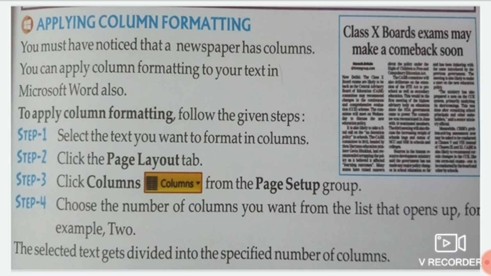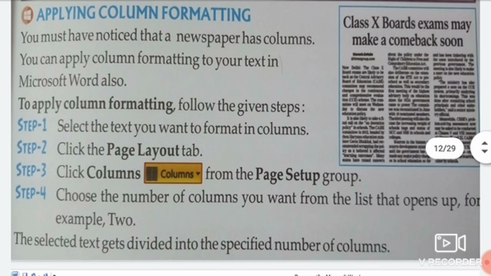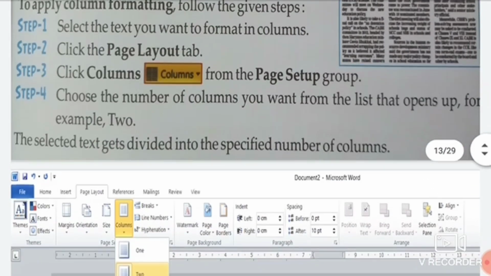Choose the number of columns you want. As you want 2 columns, 3 columns, or 4 columns, you can choose from here, and the text will break into the number of 3, 2, or 4 columns. The selected text gets divided into the specified number of columns.